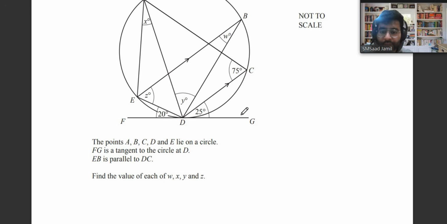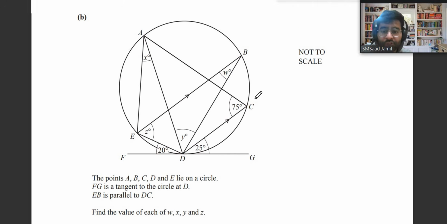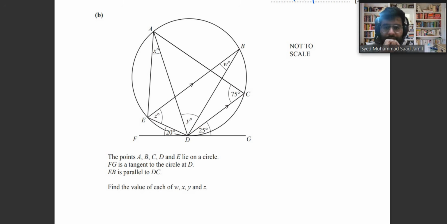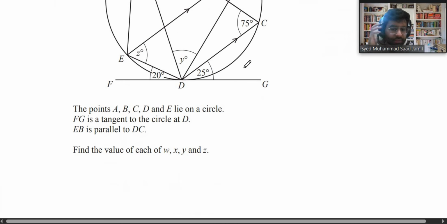Part B, it says the points A, B, C, D lie over here. Okay, FG is a tangent. Okay, EB is parallel to DC. Okay, find the value of each W, X, Y, Z. So now guys, in this question, the trick is always solve the angle they are asking you to find first. So they are first asking you to find W.